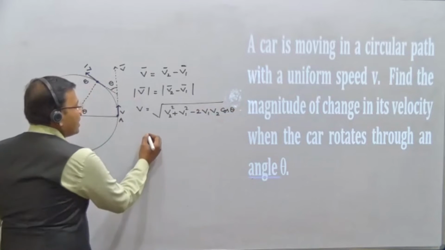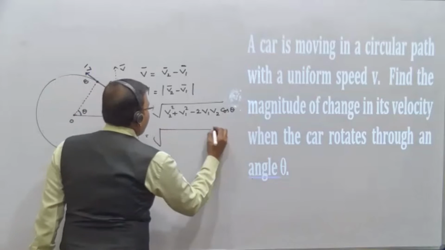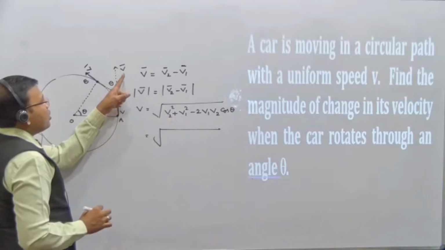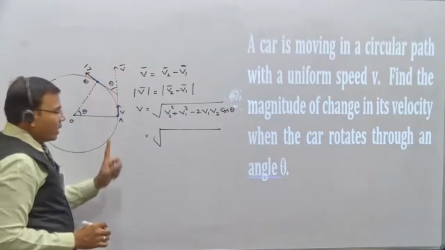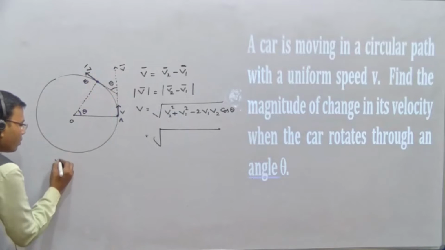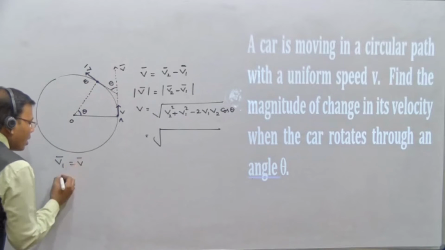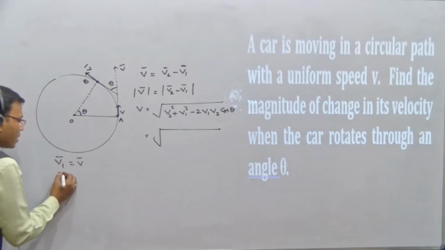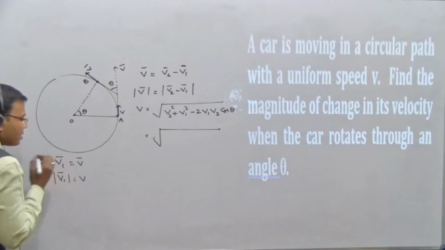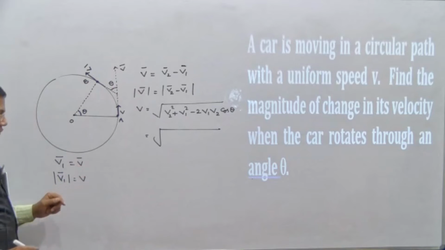Now students, this is under root of v2 square. What is this? v2 and v1 are both equal to v only. I'll write for your understanding here: v1 is v. Now if I take the magnitude of this v1, it is just v only. That is, the bar we are not writing, just v.